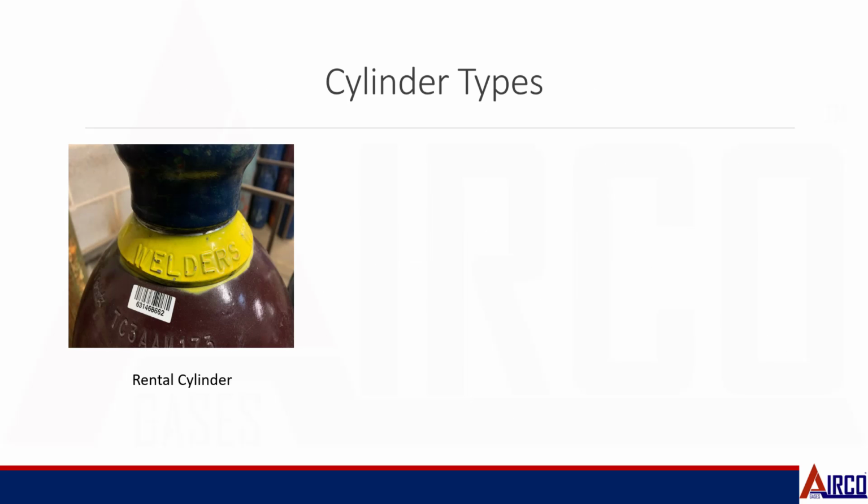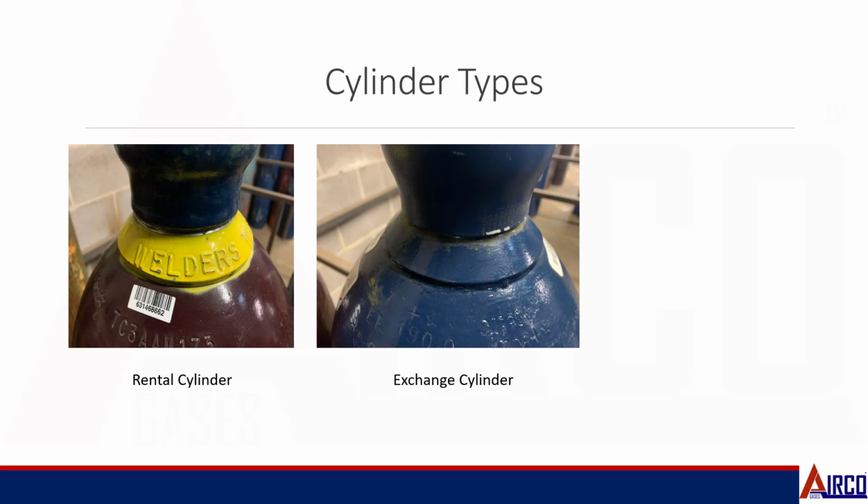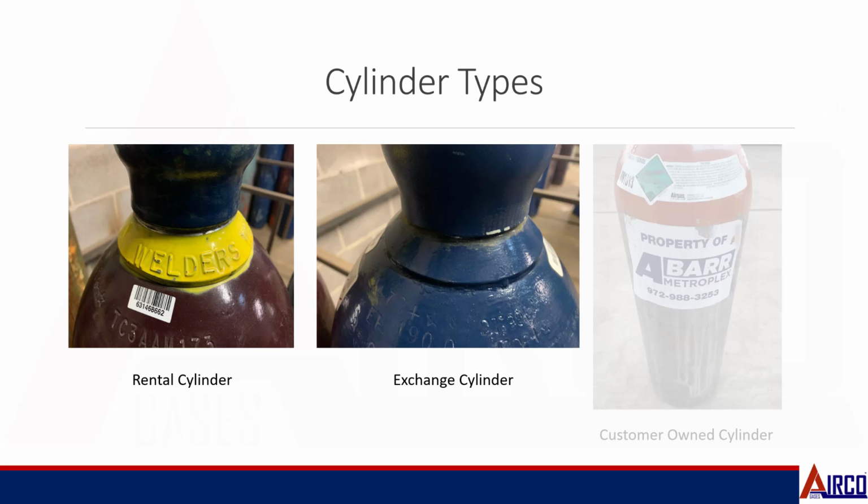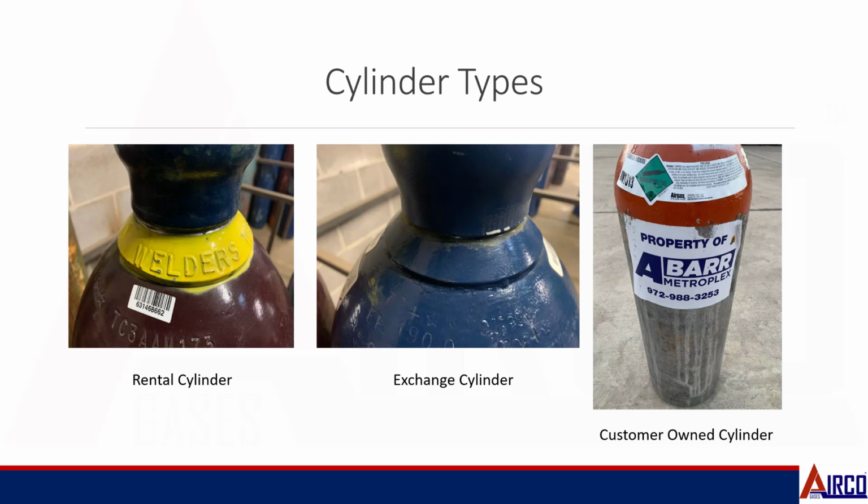So cylinder types. Rental cylinder. It says Welder's Warehouse, trust me, on the other side. That's our cylinder. I know that's an Airco cylinder. Exchange cylinder. Is this our cylinder? Is this the customer's cylinder? Is this a Matheson cylinder? Nobody knows, or nobody can lay claim, or maybe everybody lays claim to it. We don't know. So we treat this as an exchange cylinder. And last, customer-owned cylinder. It's orange, it's silver. When these come in, they get segregated. These need to go back to a specific customer, in this case, A-Bar.